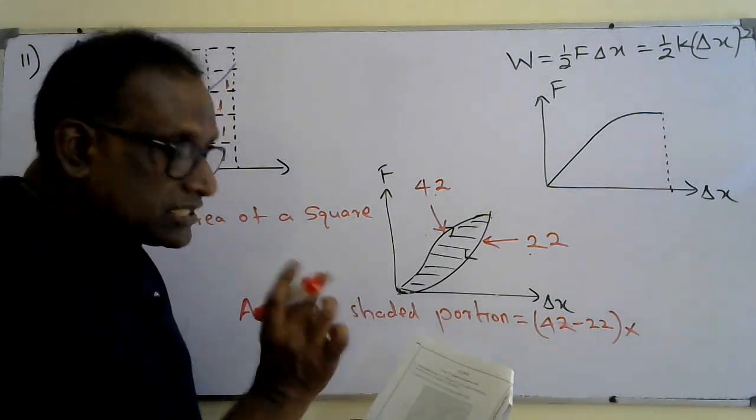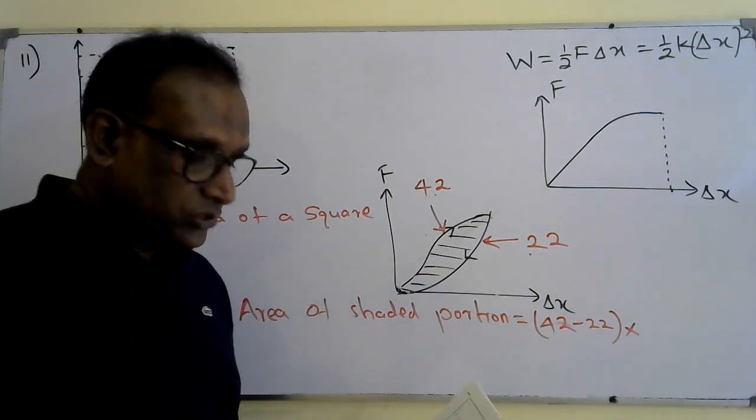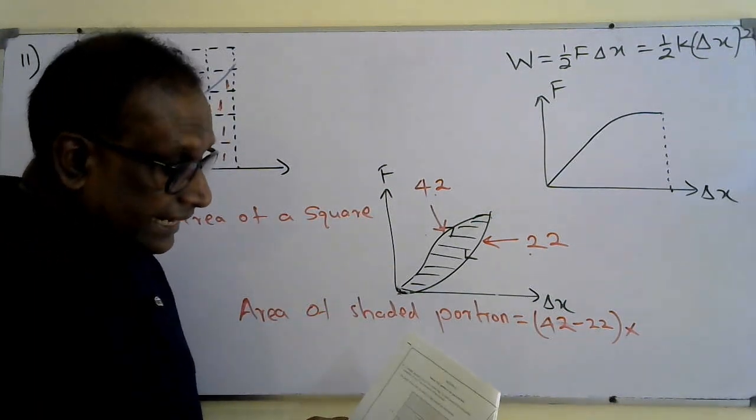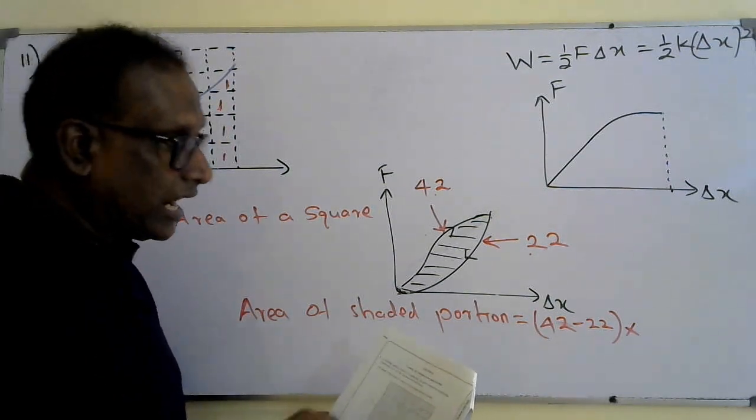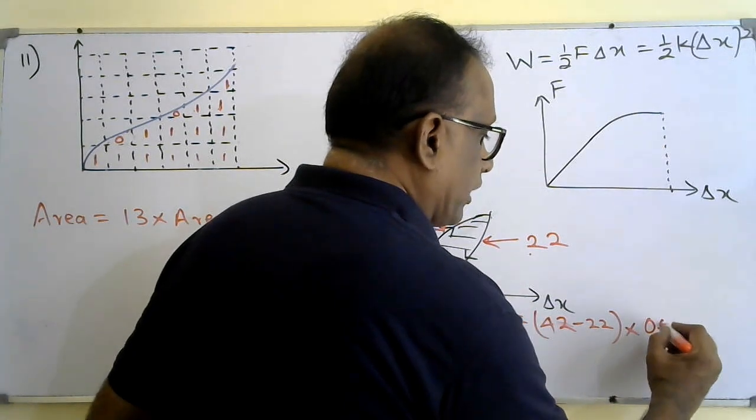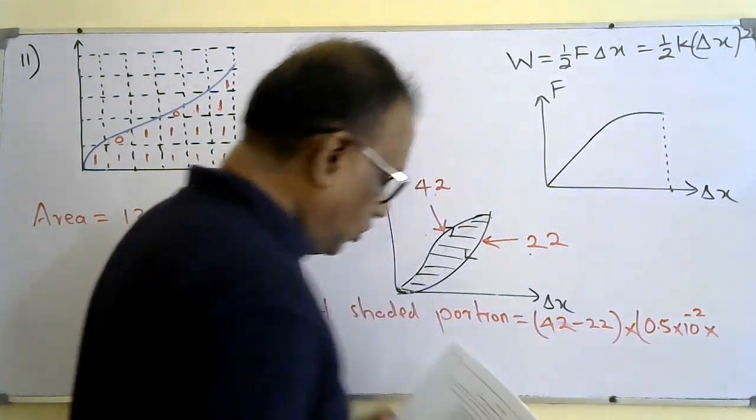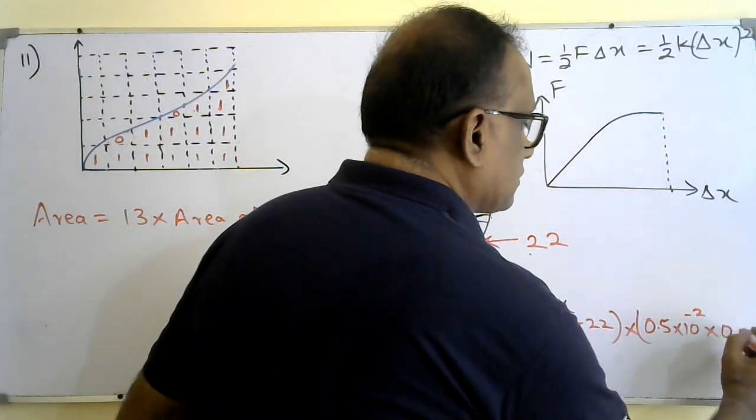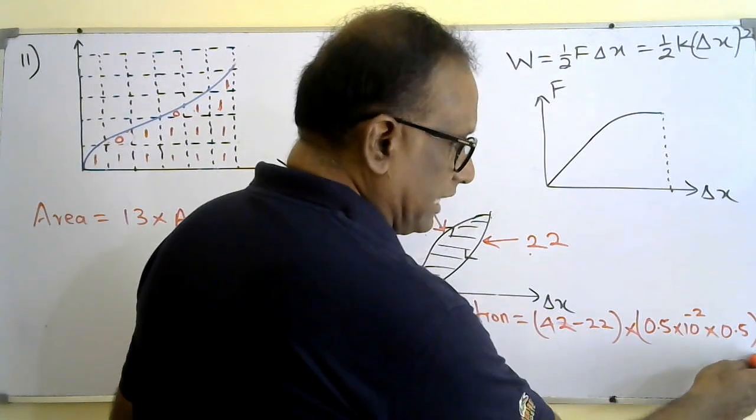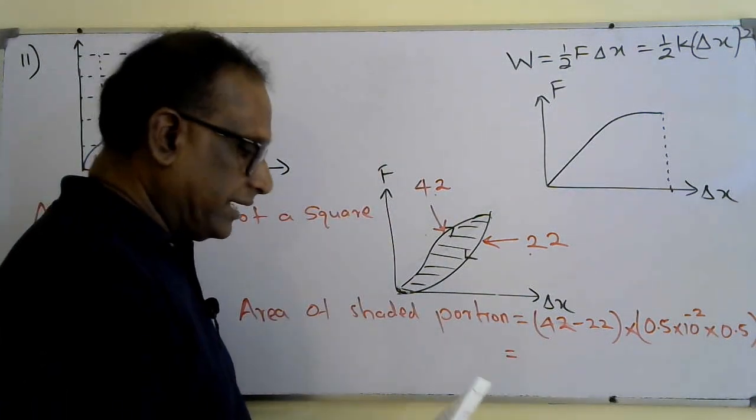So 1 square consists of 5 tiny squares. I told you, 10 tiny squares are marked as 1 centimeter, so that's going to be half a centimeter. So 0.5 times 10 to the power minus 2, times the y-axis 0.5 Newton. That is the area of 1 square. Solve it, you will get the final answer.